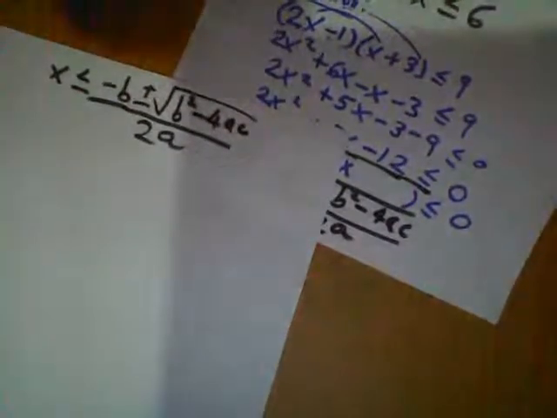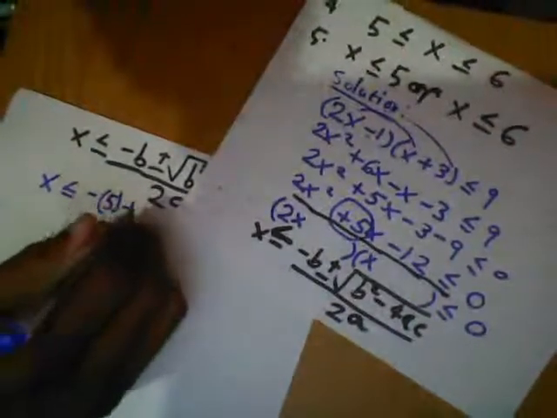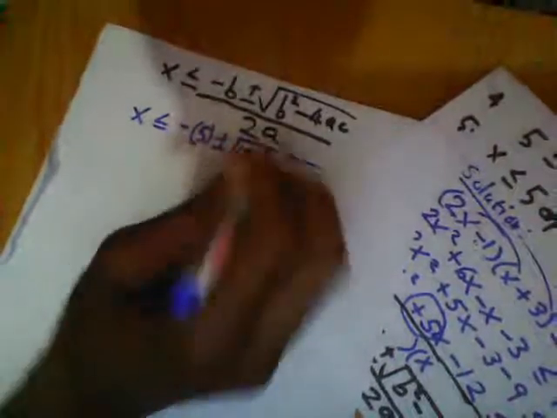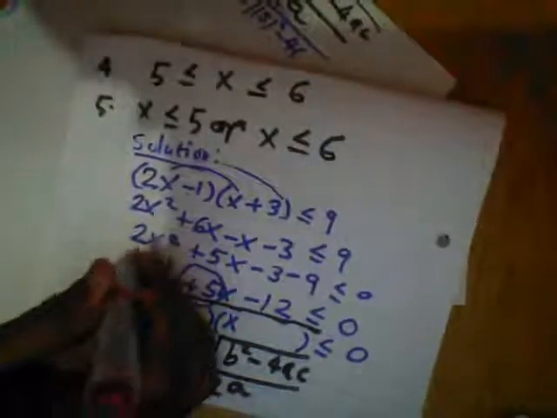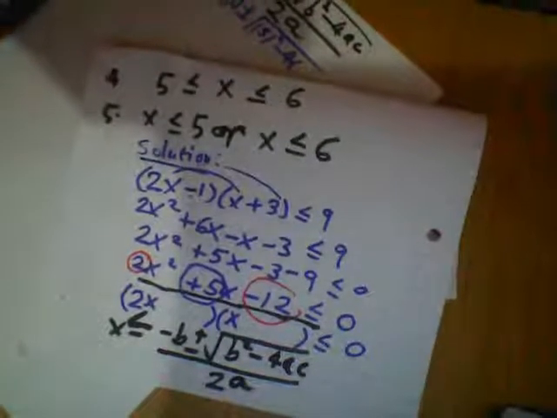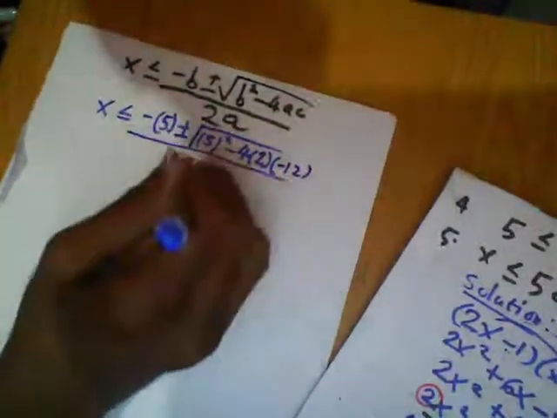We have all the values, so let's plug them in. So we say x less or equal negative. But what is the value of b? The value of b here is positive 5, so we say 5 there, plus or minus the square root. B is 5, also 5 squared, minus 4 times a. What is a? A is the first number here, which is 2, the coefficient of x squared. So a is 2, and negative 12 is our c. So 4 times a, which is 2, times c, which is negative 12, over 2 times a, which is 2.